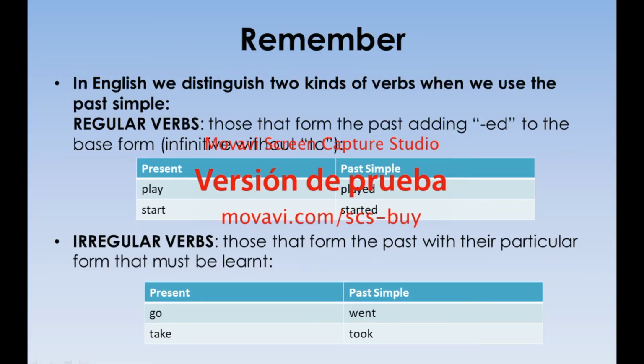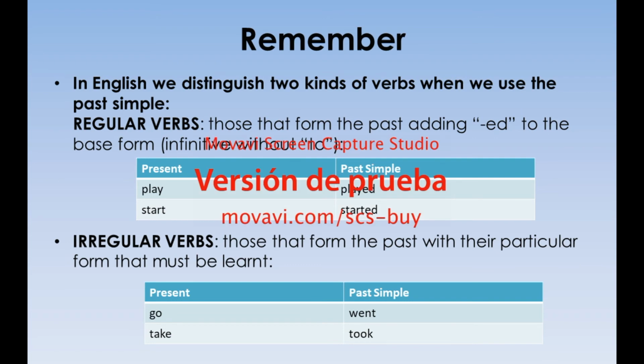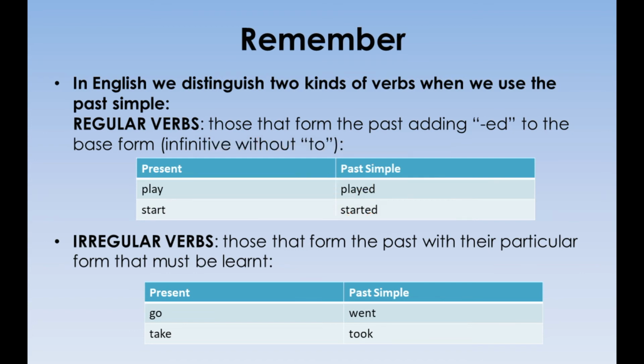Remember, in English we distinguish two kinds of verbs when we use the past simple. The regular verbs, those that form the past by adding -ed to the base form, that is, the infinitive without to. You can see the examples. And the irregular verbs, those that form the past with their particular form that must be learned. You can see the examples.